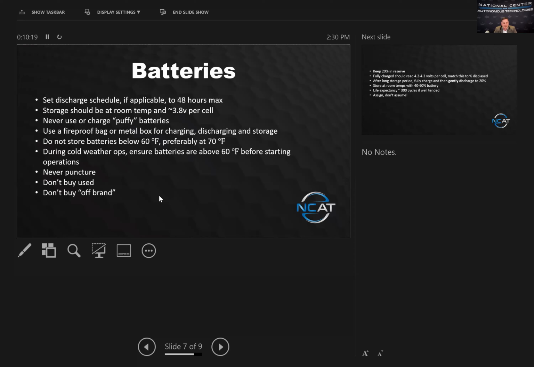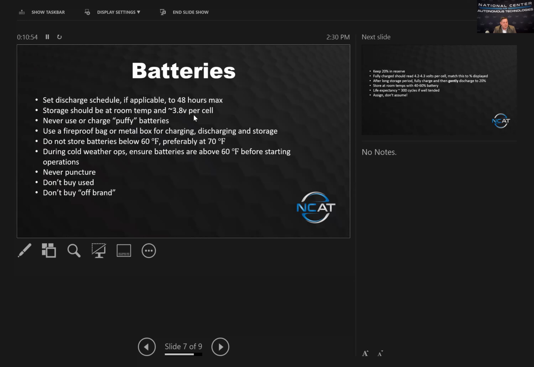And if you recall from Ken's presentation there, batteries can be expensive. I've got some batteries here that are $75 and some that are $450. So rebuying those batteries can add up to well more than the cost of the aircraft if they're not properly taken care of. Storage should be at about room temp and about 3.8 volts per cell. So 4.2 to 4.3 volts is kind of your 100% mark. 3.8 volts per cell is a nice storage range there.